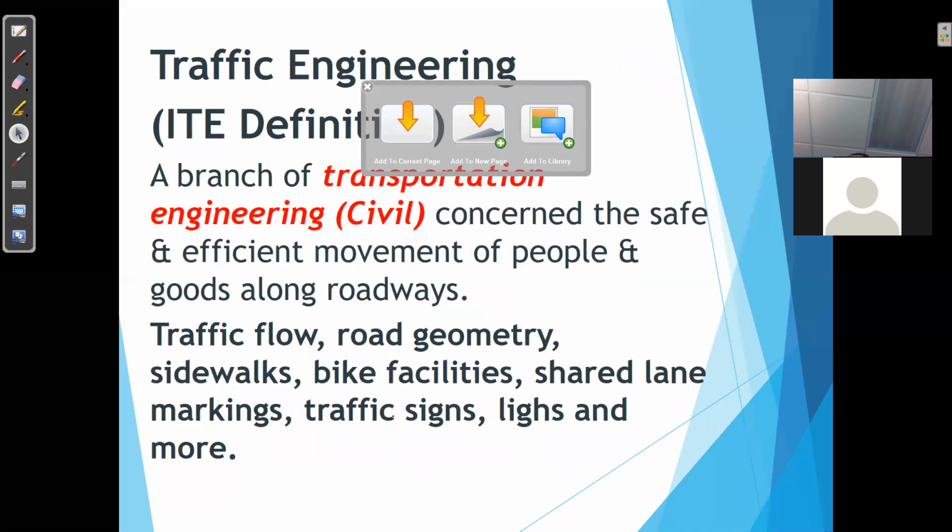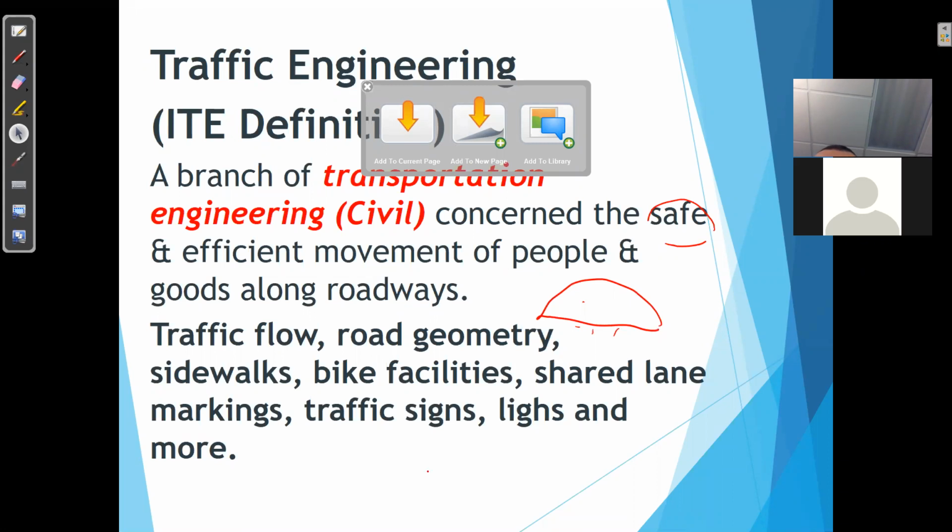Let's now talk about traffic. Again, the ITE definition. Also, it's going to be the same, but here we have a very specific target. It's the branch of transportation or civil engineering. I'm going to tell you why we do it as civil engineers. Concerned with the safe. Again, the word safe. And that's why, guys, traffic engineering, if you remember the umbrella that we did in our transportation, where transportation was the umbrella and under it different parts. Part of it was traffic engineering.